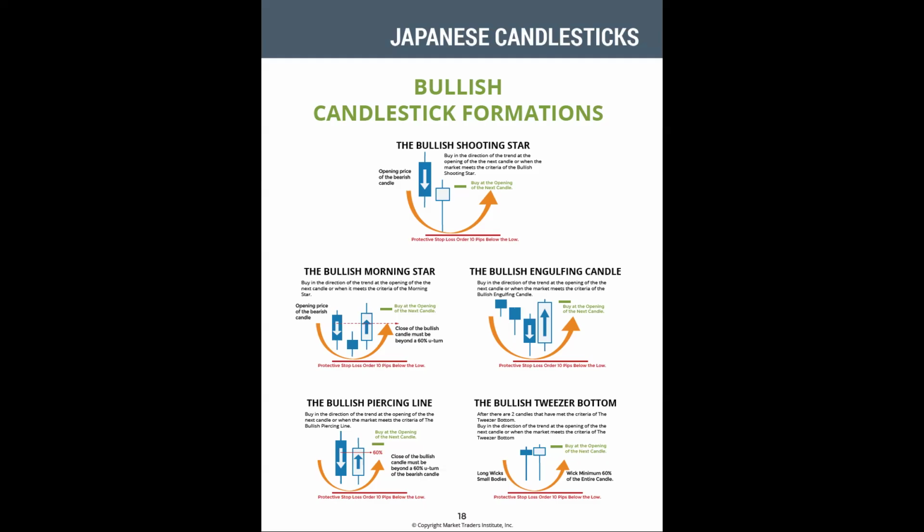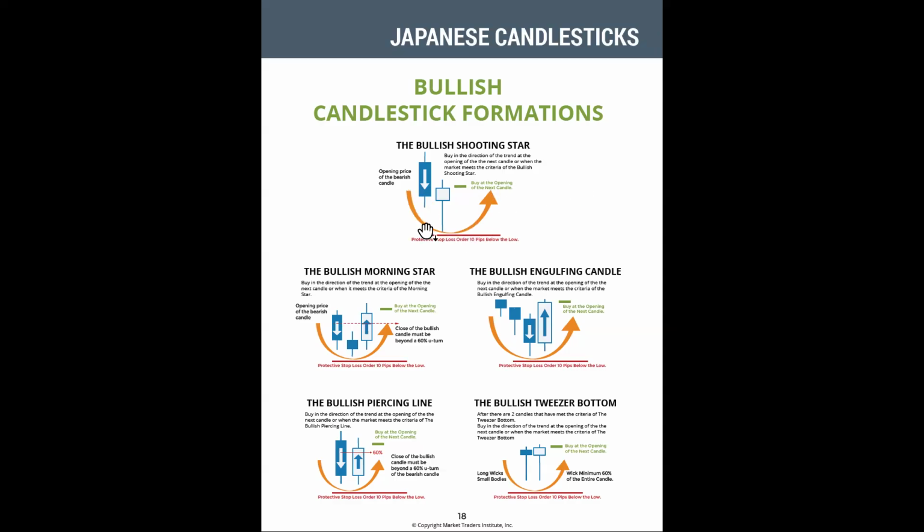So we have five for bullish and five for bearish. As a trader, you want to look for these five candlesticks anywhere they appear in the market, and you want to combine them with structure. You want to combine the candlestick with supply zone and demand zone. For instance, this first candlestick is the bullish shooting star.